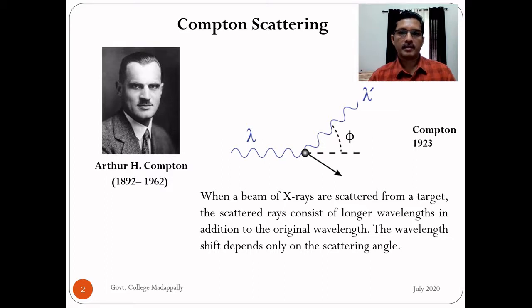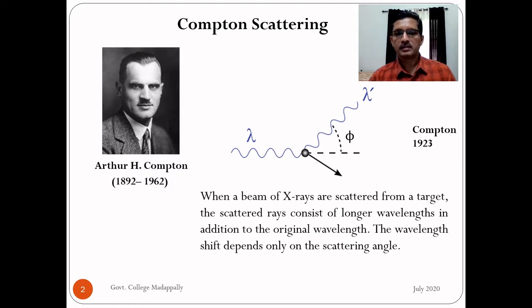What is Compton scattering? This phenomenon was discovered by Arthur Compton in 1923. Compton experimentally discovered this phenomenon and also gave a theoretical explanation. So what is this phenomenon?